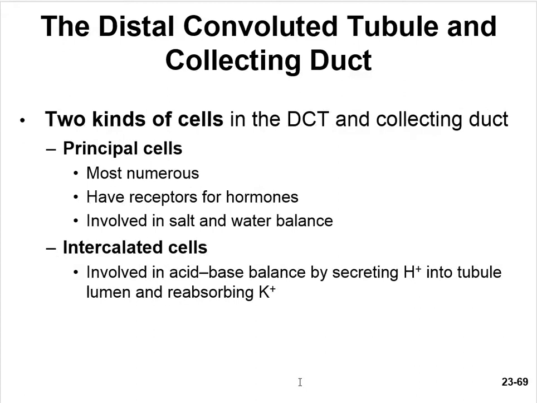There's two kinds of cells in the DCT and the collecting duct. Principal cells, which are the most numerous and actually have receptors for those hormones, and they're involved in the salt and water balance. And then there's intercalated cells that are involved in the acid-base balance by secreting hydrogen into the tubule lumen and then reabsorbing potassium in exchange.